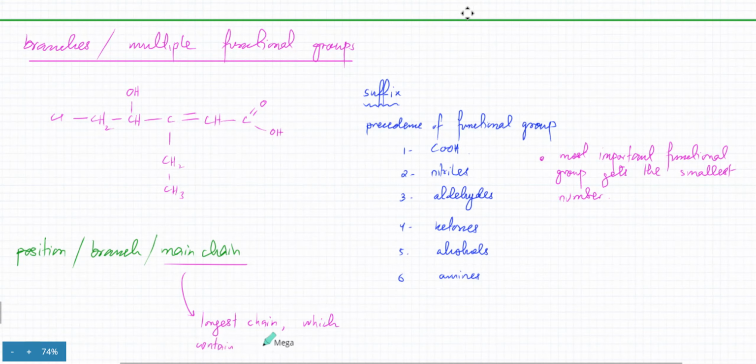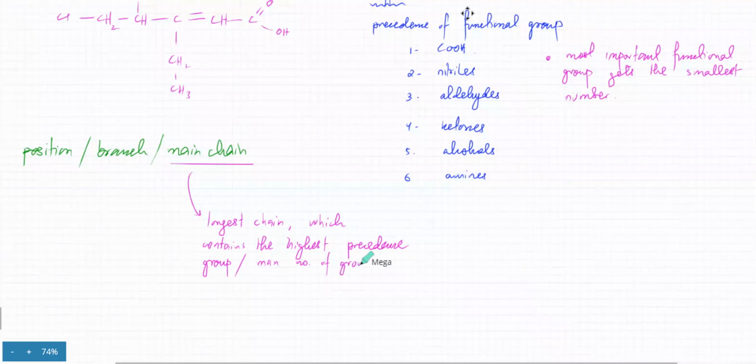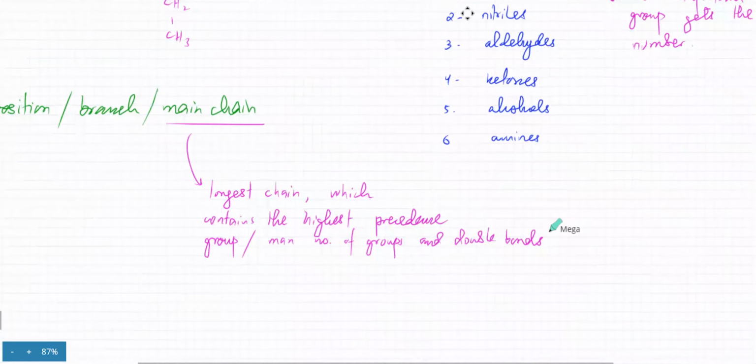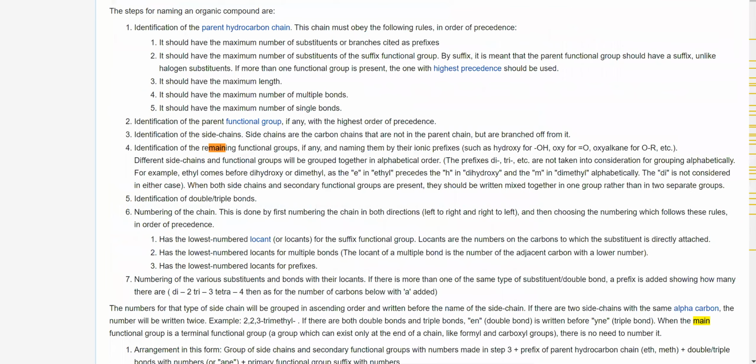I mean that's the first, that's very important. It should contain the highest precedence group. Okay, that should be in the main chain, and it should also have the maximum number of groups attached, and double bonds. Most of the things in the molecule that determine the properties of the molecule should probably be in the main chain. Okay, so I can refer to the nomenclature. Just one second, if I can.